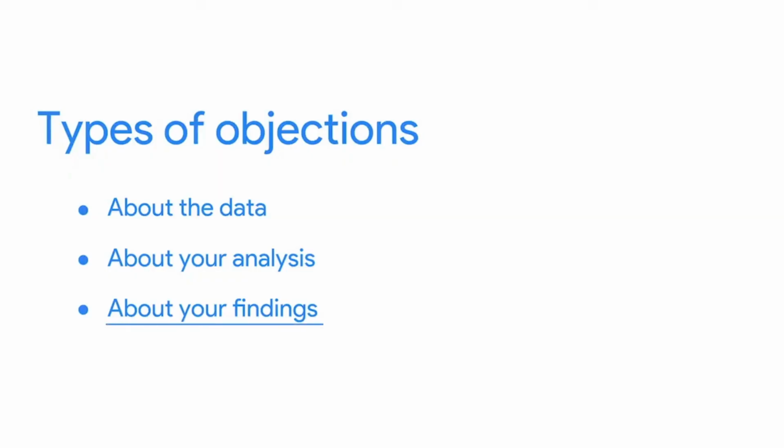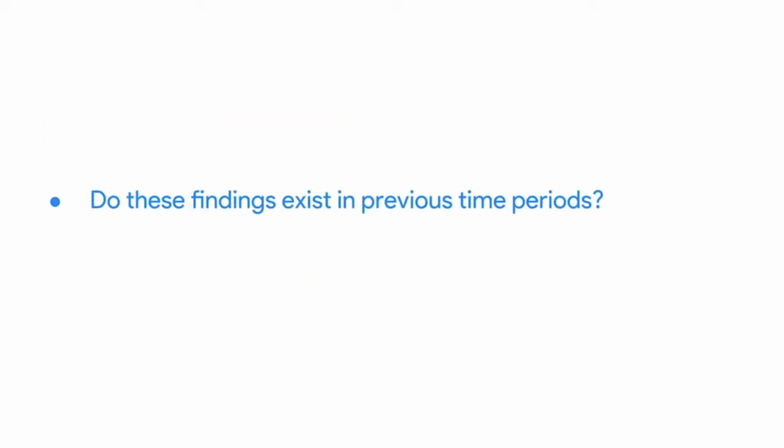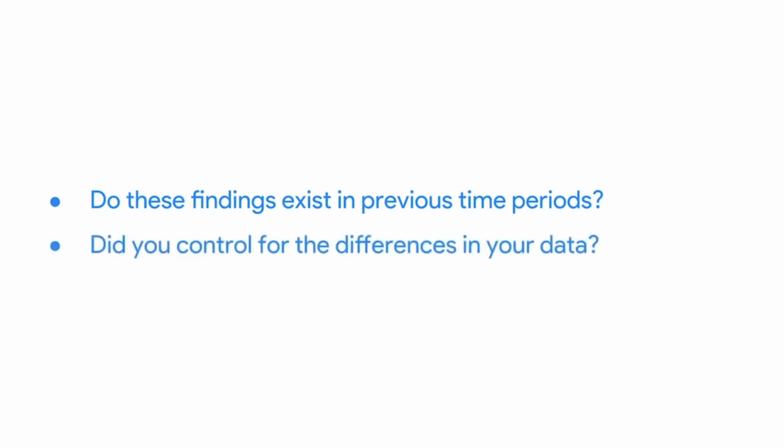Finally, you might be faced with objections to the findings themselves. A lot of the time, these will be questions like, do these findings exist in previous time periods? Or, did you control for the differences in your data? Your audience wants to be sure that your final results accounted for any possible inconsistencies, and that they're accurate and useful.